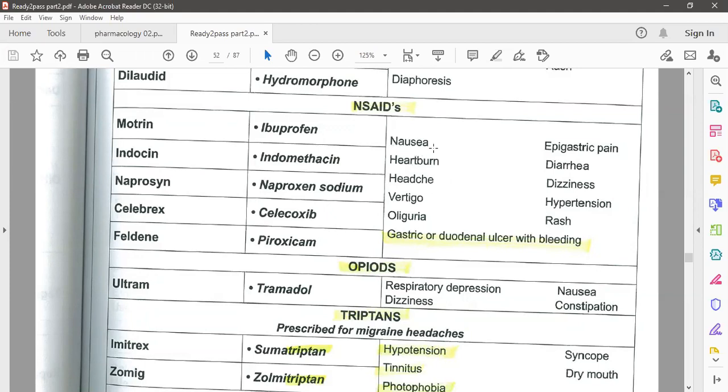So let me read it. Nausea, heartburn, headache, vertigo, oliguria, gastric or duodenal ulcer with bleeding. So do not use in the patient with peptic ulcer disease with NSAID, or do not use if patient has a bleeding disorder. Also, it is good to avoid alcohol or monitor for the sign of salicylism with aspirin, right?